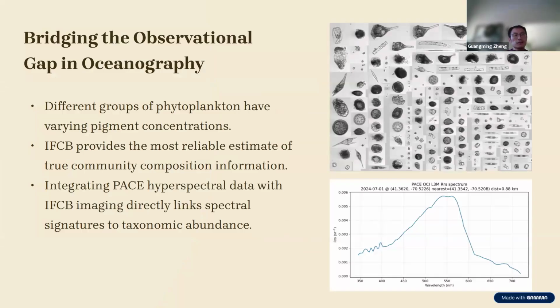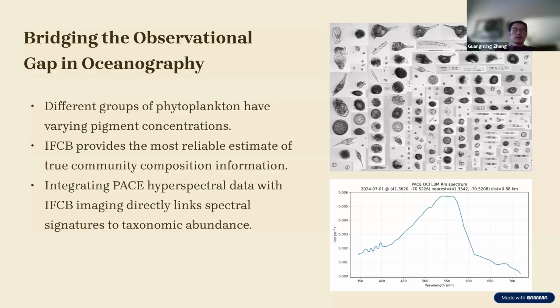So, the idea here is that different phytoplankton groups tend to have different pigment composition. So they might change the color in different ways, in subtle ways. Then the traditional multispectral satellites, ocean color sensors, could pick up those differences, but there is a lot of ambiguity there.